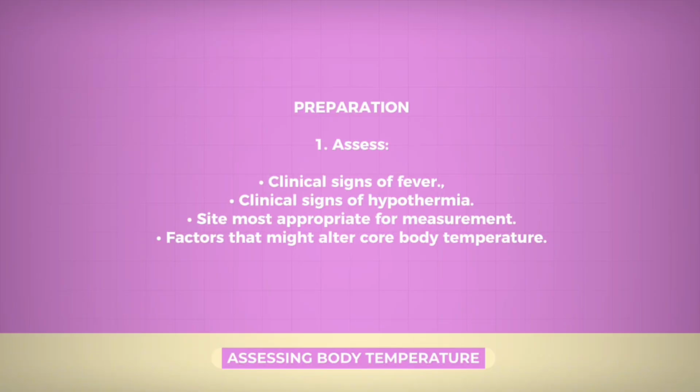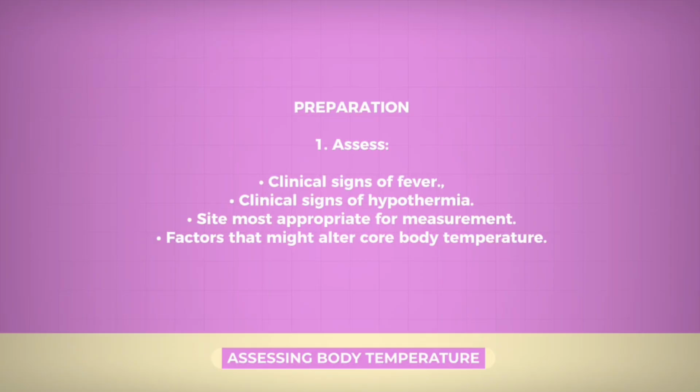Next is to assess clinical signs of fever such as flushed skin, chills, sweating, and increased pulse may indicate elevated body temperature and possible infection or inflammation. Assess clinical signs of hypothermia. Manifestations like shivering, pale skin, confusion, and slow pulse help identify decreased body temperature requiring prompt intervention.